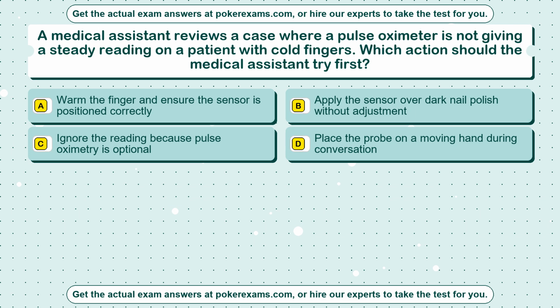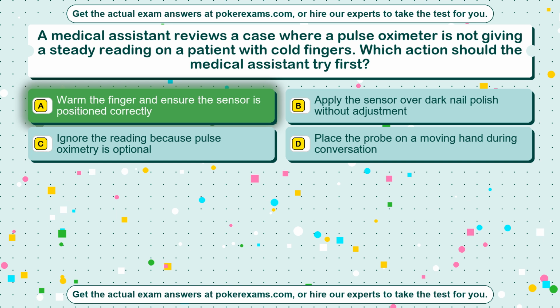Question 1. A medical assistant reviews a case where a pulse oximeter is not giving a steady reading on a patient with cold fingers. Which action should the medical assistant try first? Option A. Warm the finger and ensure the sensor is positioned correctly. Option B. Apply the sensor over dark nail polish without adjustment. Option C. Ignore the reading because pulse oximetry is optional. Option D. Place the probe on a moving hand during conversation.